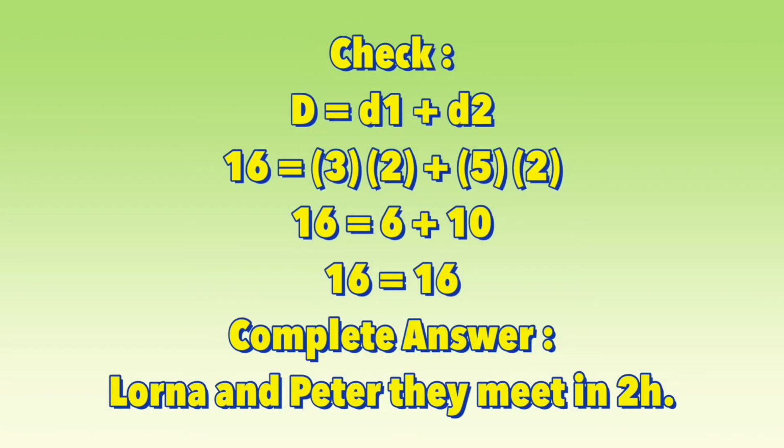So we are going to check. D equals D sub 1 plus D sub 2. 16 equals 3 times 2 plus 5 times 2. 3 times 2 equals 6. 5 times 2 is 10. So 16 equals 6 plus 10, and so it becomes a true equation. So therefore our answer is correct. Our complete answer: Lorna and Peter meet in 2 hours.